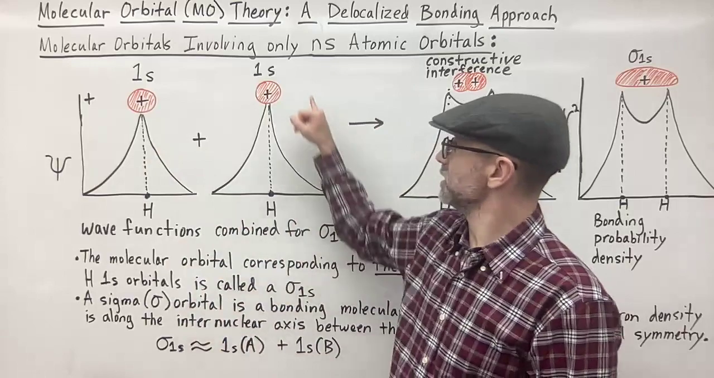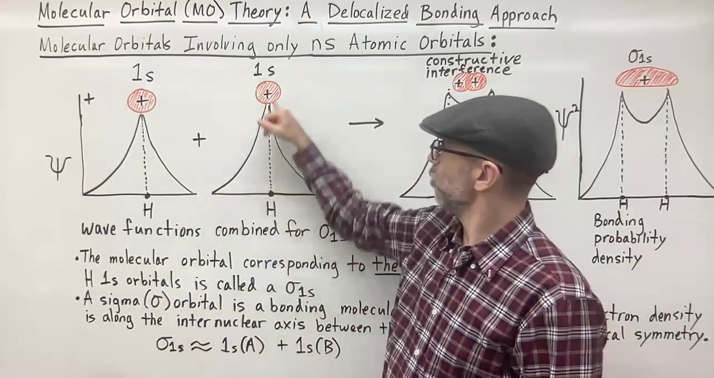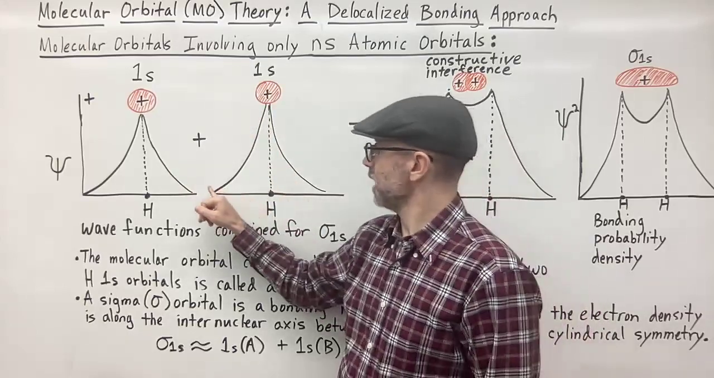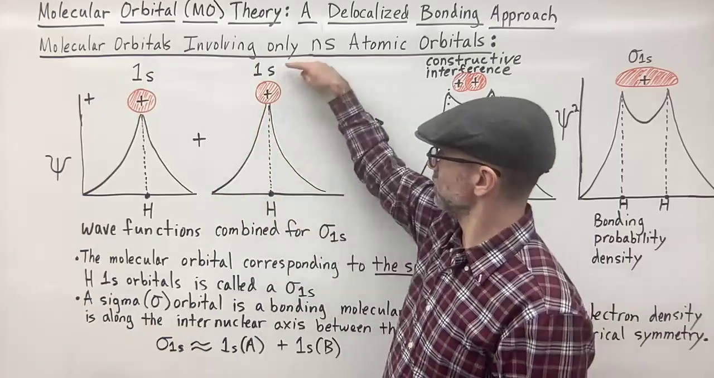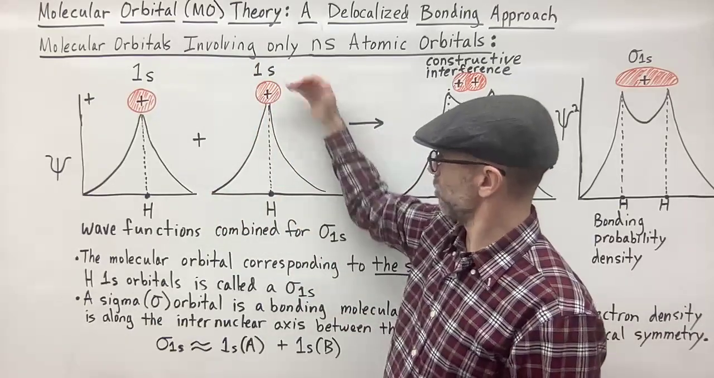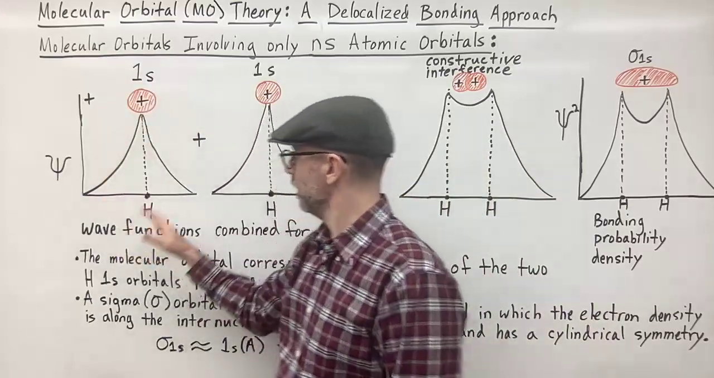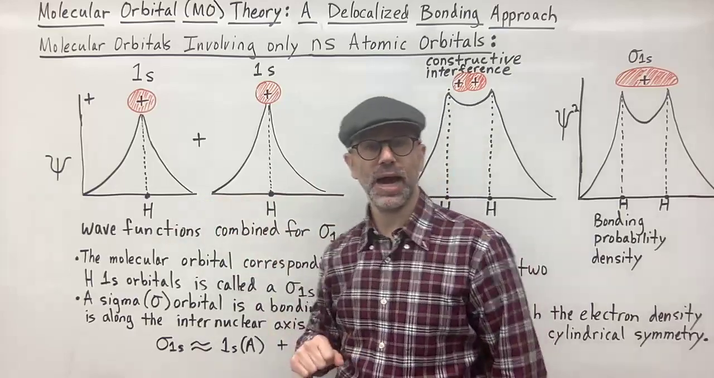And then the second hydrogen, hydrogen B, also has its wave function. So these are separate. Here's an atomic orbital, the 1s orbital in this hydrogen. This electron is in the 1s orbital for this hydrogen, and this electron is in the 1s orbital for this hydrogen. These are the wave functions for the two separate hydrogens.